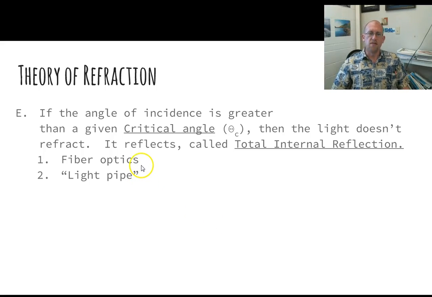But we use this because light through glass is faster than electrons down copper. And so we can send more information faster down a light wire than we can with an electron down a copper wire. And so sometimes these are called light pipes because the light can't leave the fiber optic. We use it for other things as well.